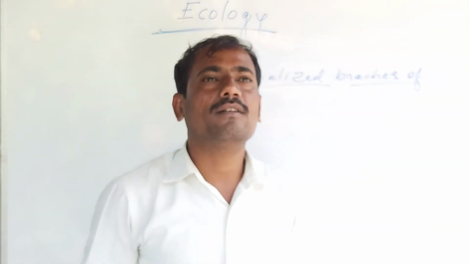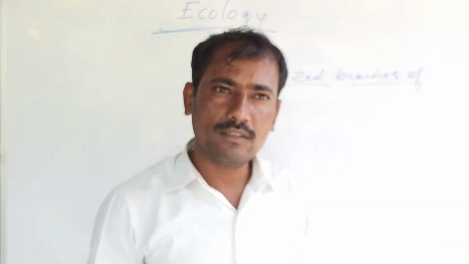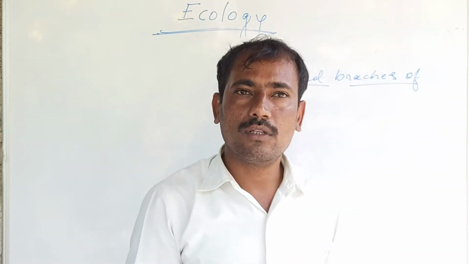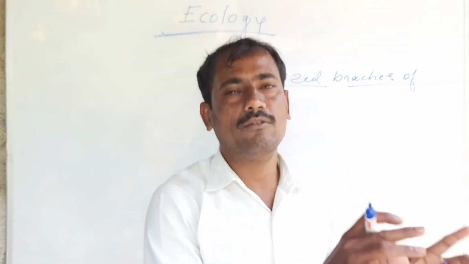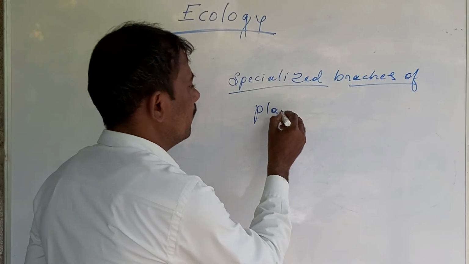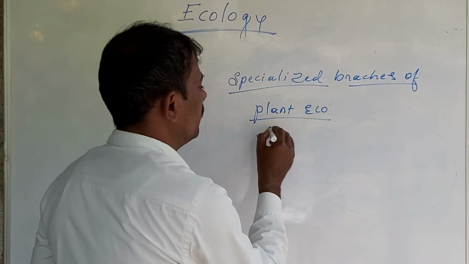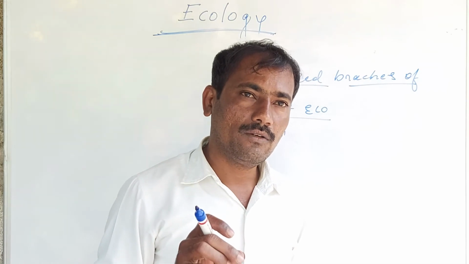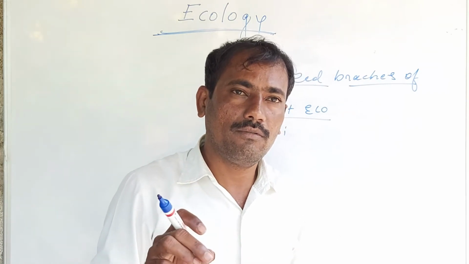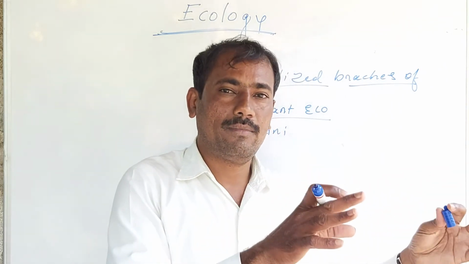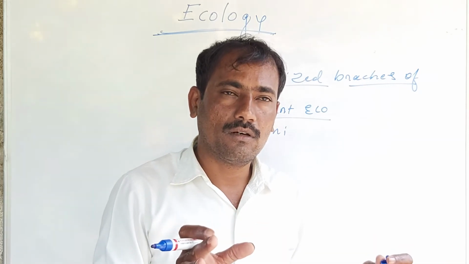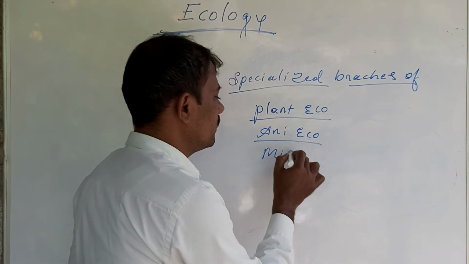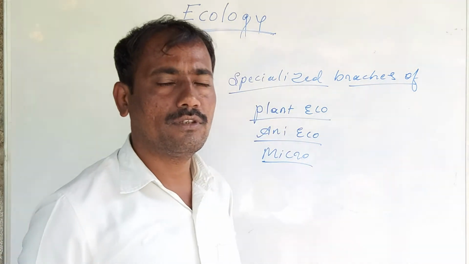Take for example plant ecology. Plant ecology is mainly concerned with the study of the interrelationships of plants with the environments in which they live. It is all about the study of the plants in relation to their environment. On the other hand, animal ecology is another specialized branch of ecology. It gives us an idea about how the different living animals are related to their environment. The study of the interrelationships of the animals with their environment is known as animal ecology.